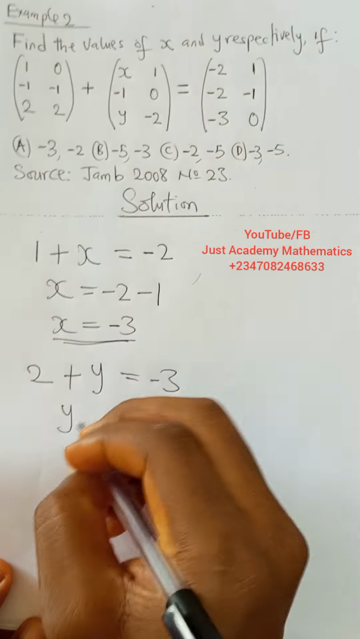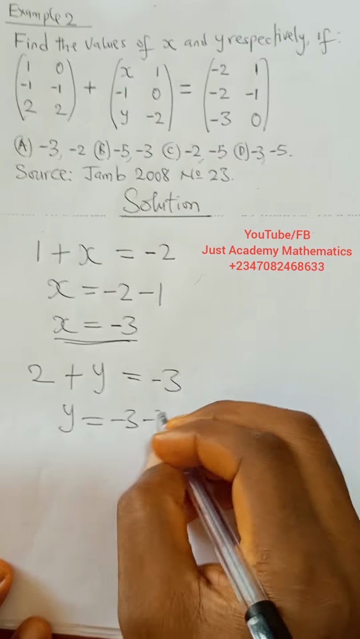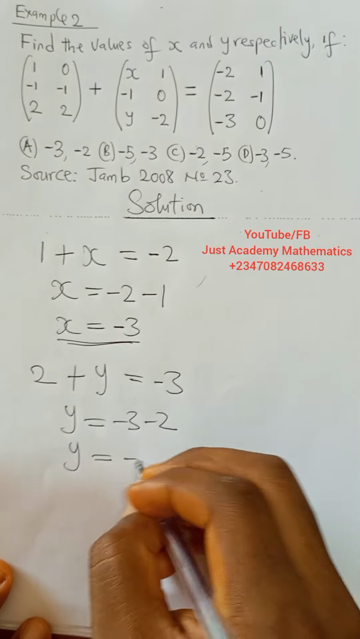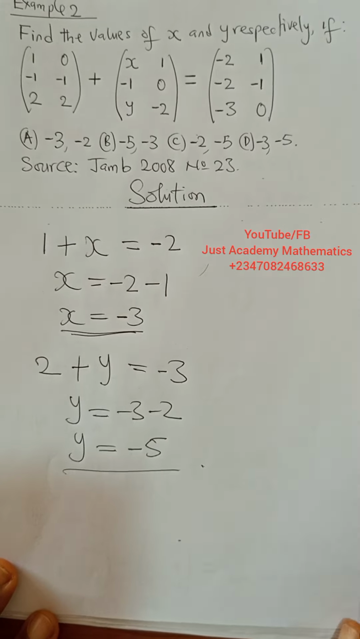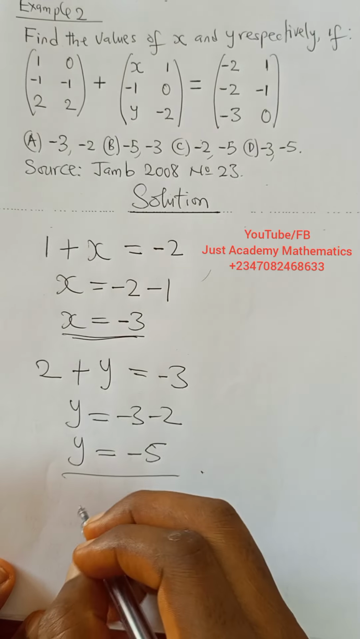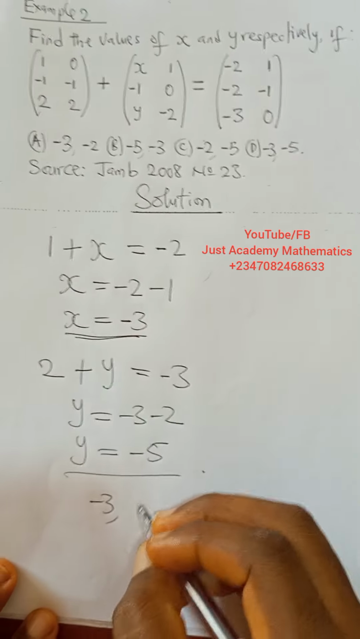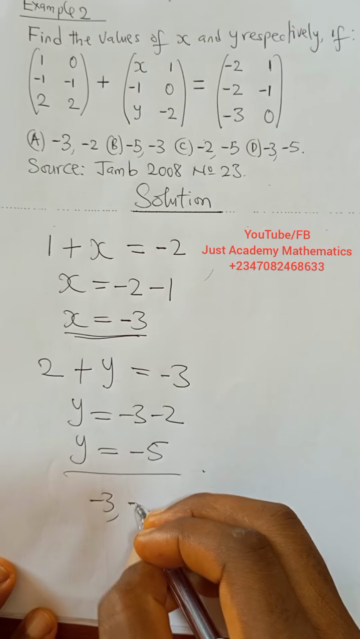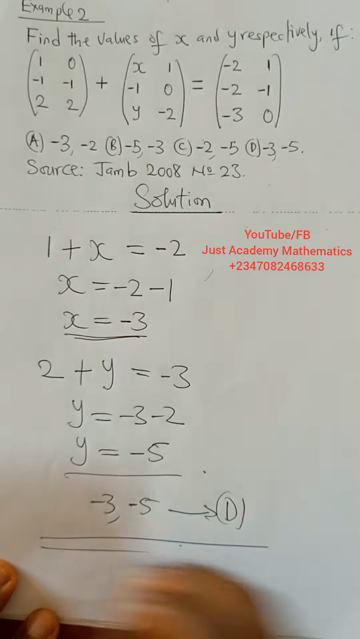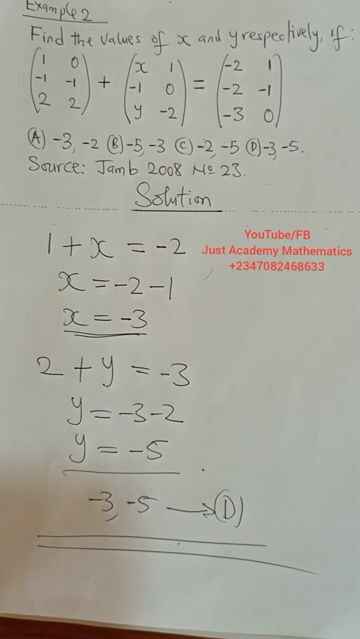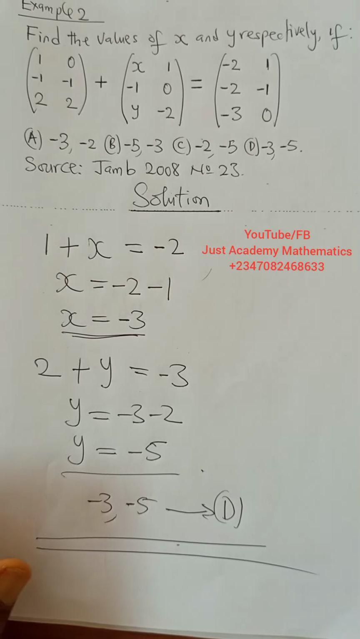So y is equal to minus 3 minus 2. And y is equal to what? Negative 5. So we can conclude that the value of x and y are what? Minus 3, comma, then what? Minus 5. And that is option what? Option D. So can you see addition and subtraction of matrix is very simple.